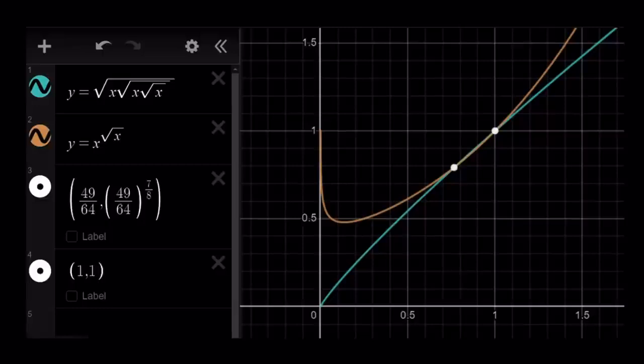But what is really interesting is that these two curves intersect at 2 points, at x equals 1 and x equals 49/64. And this brings us to the end of this video.